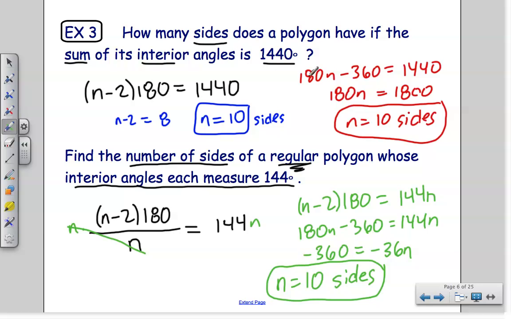Oh, but that makes sense, right? Because with 10 sides, the sum of the angles was 1440, and 1440 divided by the 10 angles there are, each one would be 144. Okay, so this is an example of using the formulas when you already know the sum of the interior angles, or you already know each angle measure in a regular polygon, to work backwards and find the number of sides.